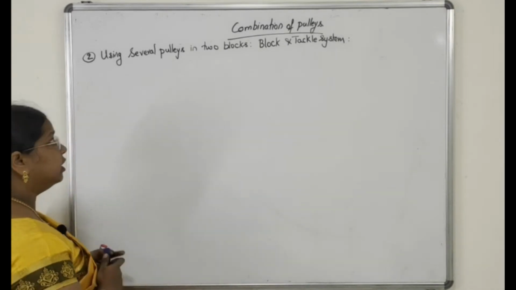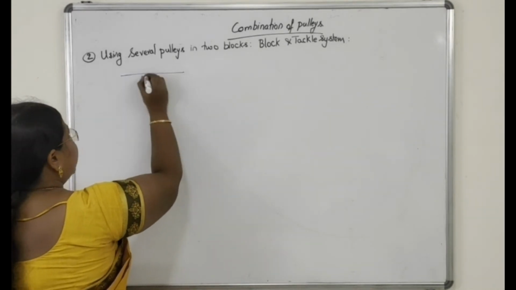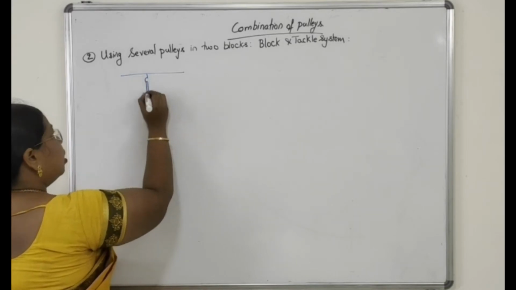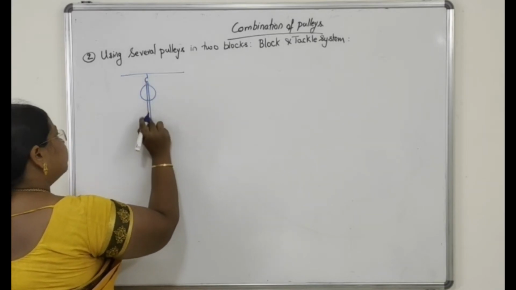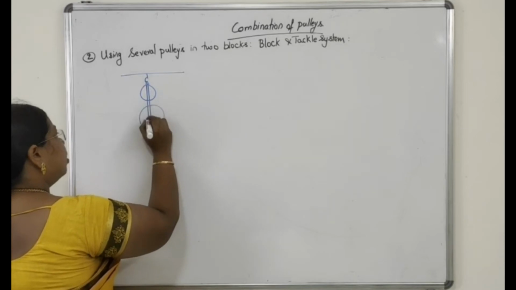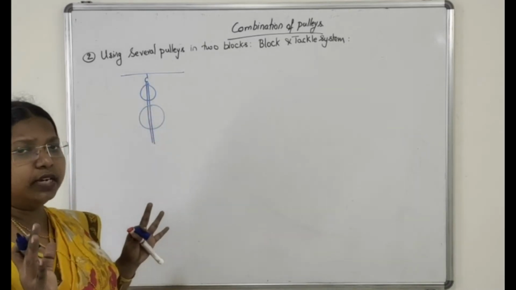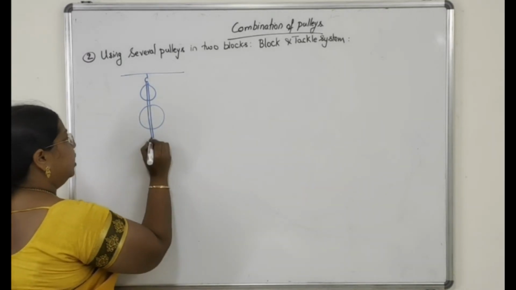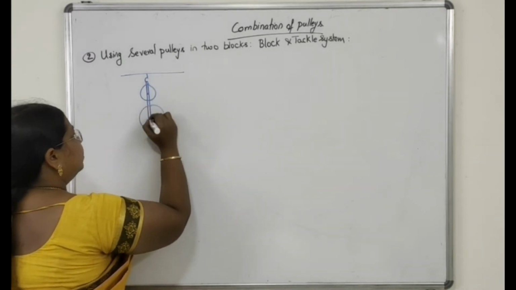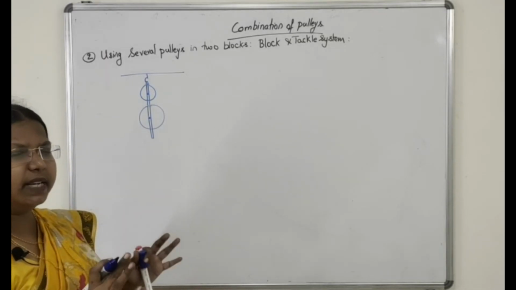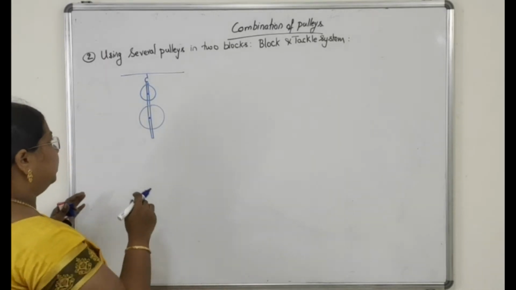So let us see with 3 pulleys. Suppose we have 3 pulleys. We have 2 blocks. One is fixed block, which has 2 pulleys. All pulleys are of same size students. Don't get confused. Even in your textbook they have given it of different sizes, just to understand the representation only. All the pulleys are of same type.